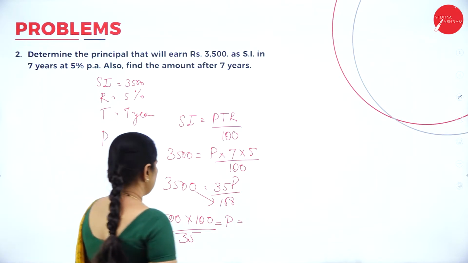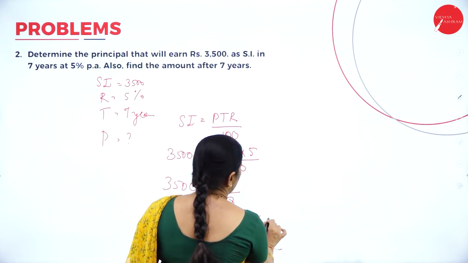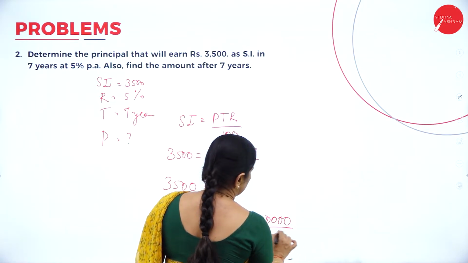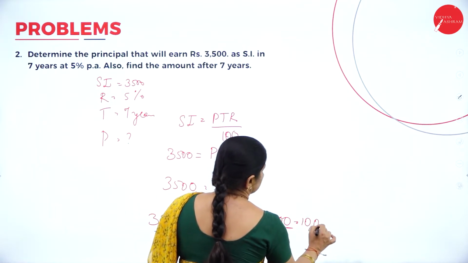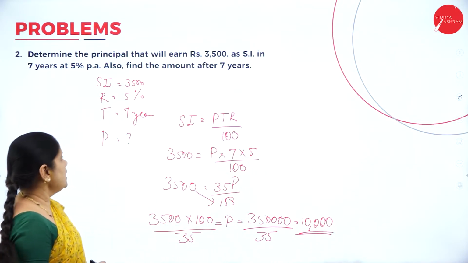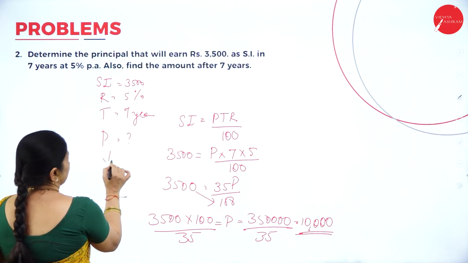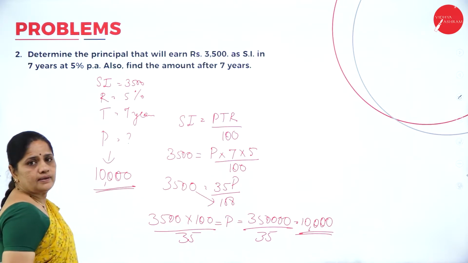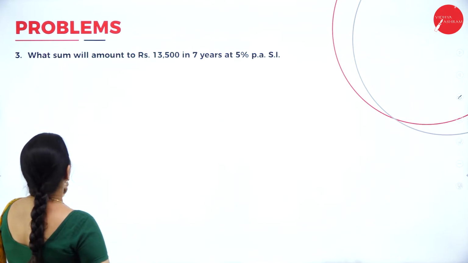3,500 into 100 divided by 35 equals P. So this will be equal to 3,50,000 divided by 35. So that comes up to 10,000. So 10,000 is the answer. So P equals 10,000. So we go to the next problem here.